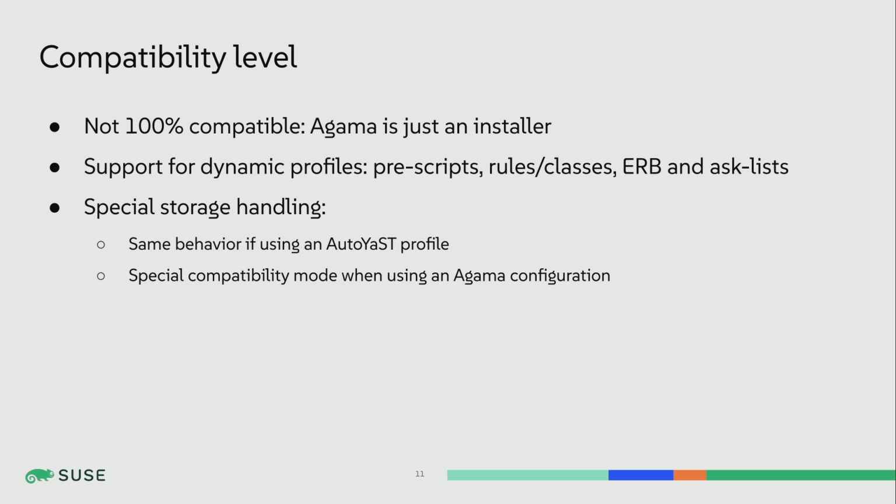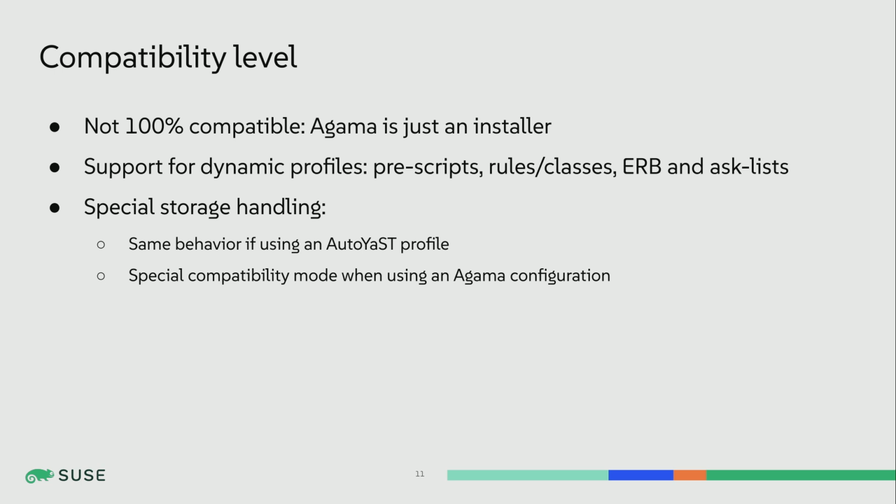And for storage, it's a little bit tricky because we have that partitioning section in AutoYaST profiles. We have seen some of them are really complex. So we follow the next approach. If you are using an AutoYaST profile, it's not going to do any kind of conversion. Again, it's going to use the same code that AutoYaST uses to create the partitions.